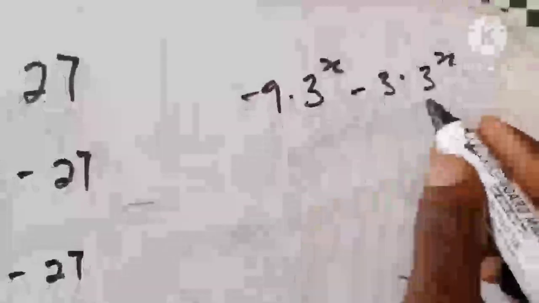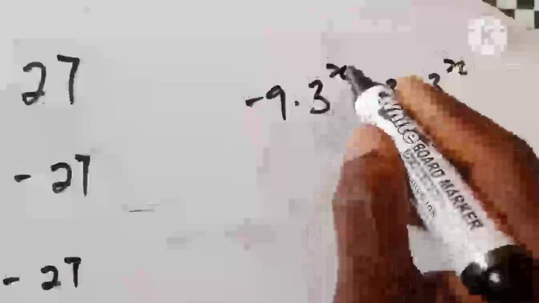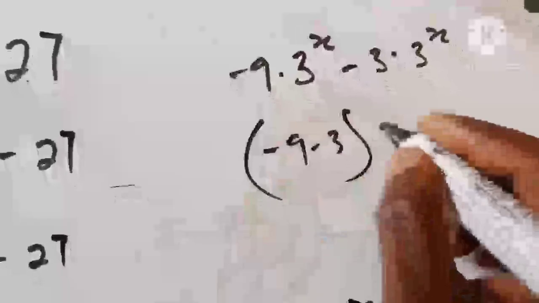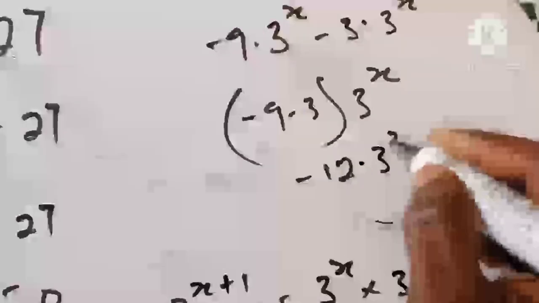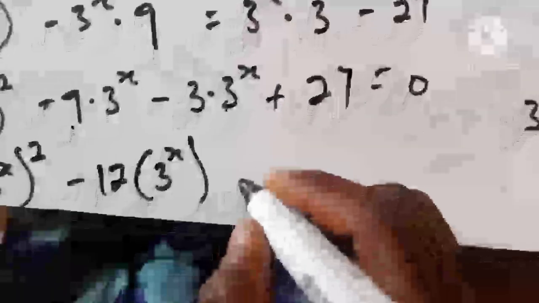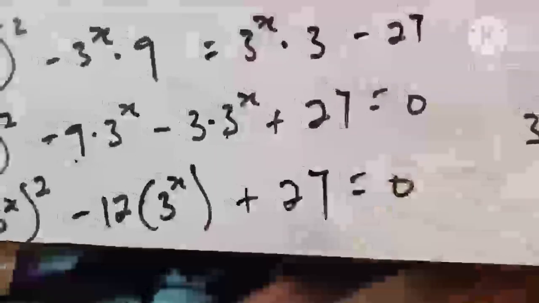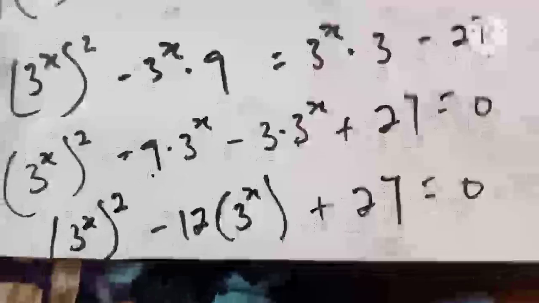So we can easily bring the negative 3 out, with 3^x out, right? So we have negative 9 and then negative 3 and then 3^x. So that is negative 12 and then multiply by 3^x, right? So that is what we are doing here. Okay, now everything here that is added to 27 is equal to 0. Obviously we go to the quadratic equation here. So what are we going to do at this point?